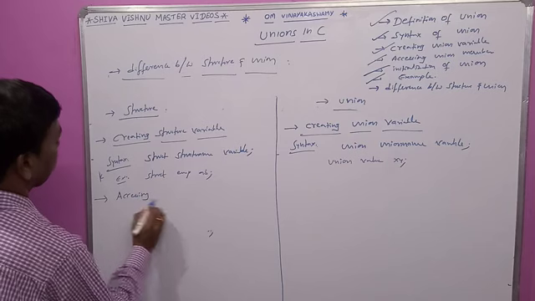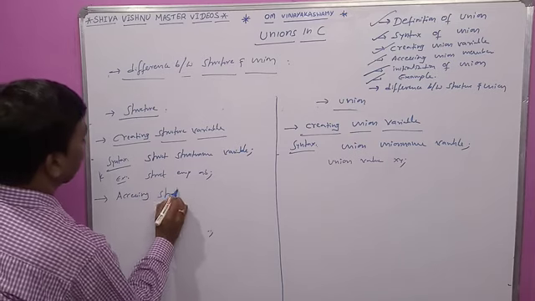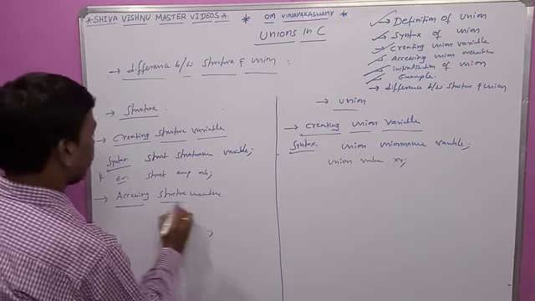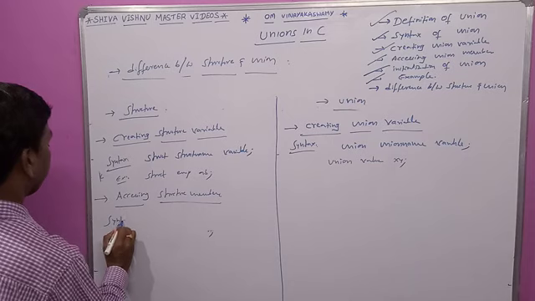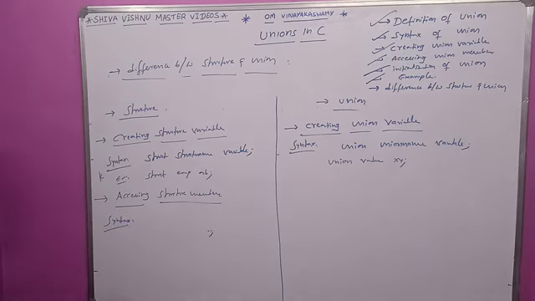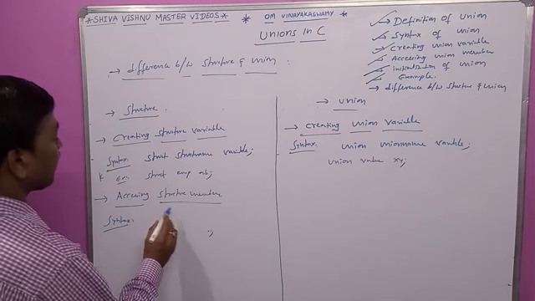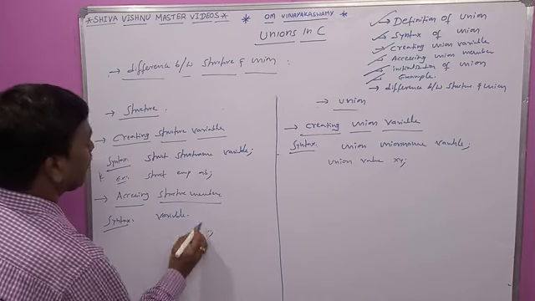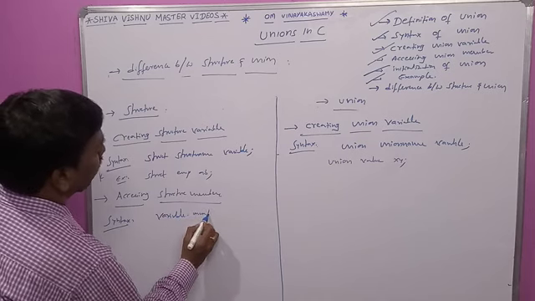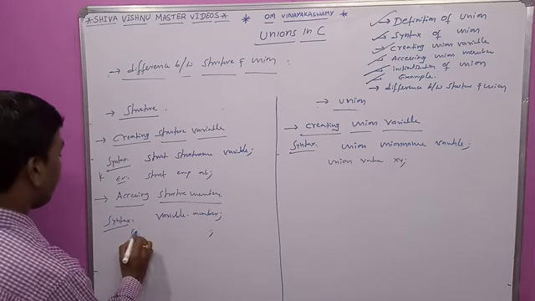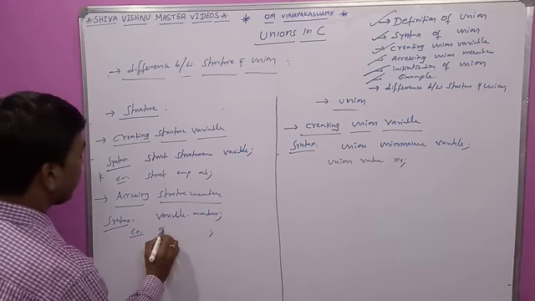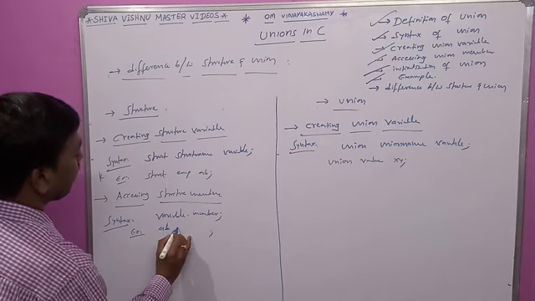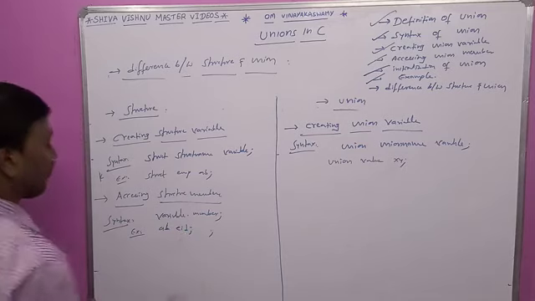Next, accessing structure members. Here we have the syntax. Following the syntax, the structure variable, dot operator, structure member, semicolon. As an example, the variable is ab and the member is employee ID semicolon.